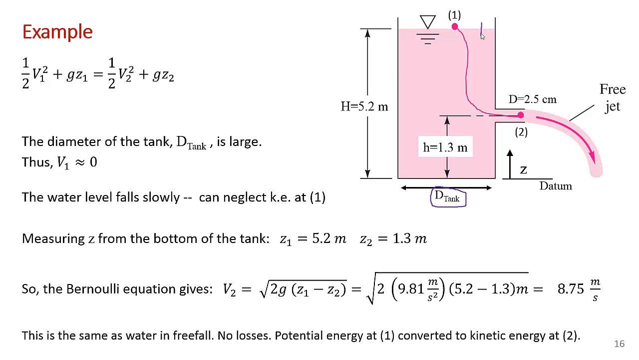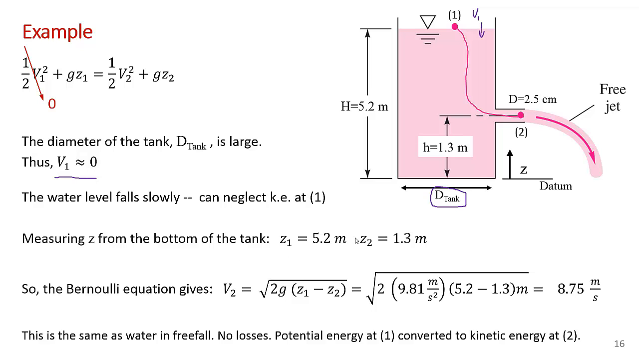So the velocity here, V1, is going to be small. If you were told the diameter of the tank, you could actually calculate the velocity at 1. But since you're not given it and you're told it's large, we're going to make the assumption that the velocity at 1 is 0. So we can neglect the kinetic energy at 1. That's a reasonable assumption.